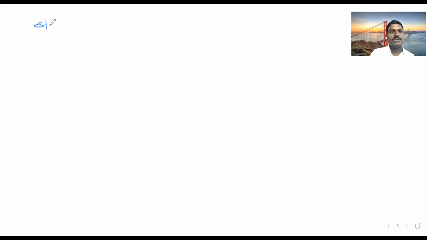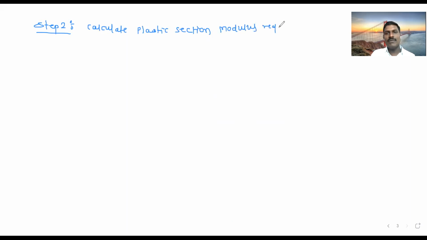Yes, sir. Okay, so step 2. What is step 2? Step 2 is to calculate the plastic section modulus required. Plastic section modulus is nothing but ZP. So ZP required is equal to MD into gamma M0 divided by Fy.